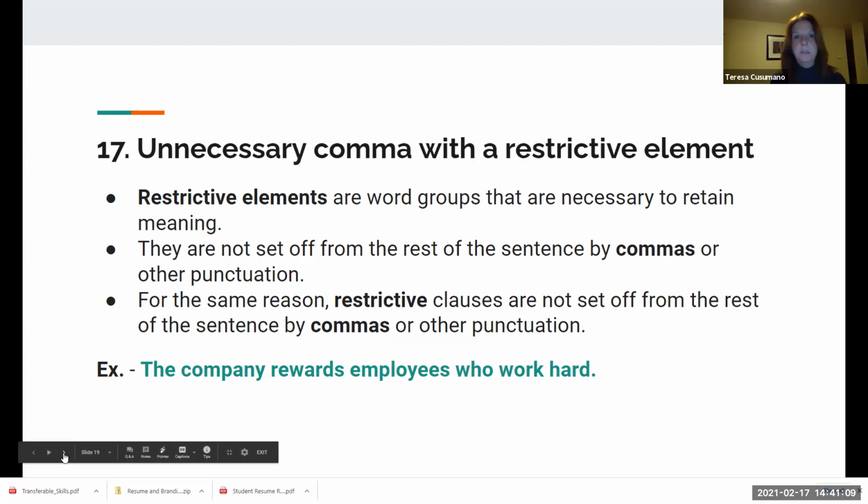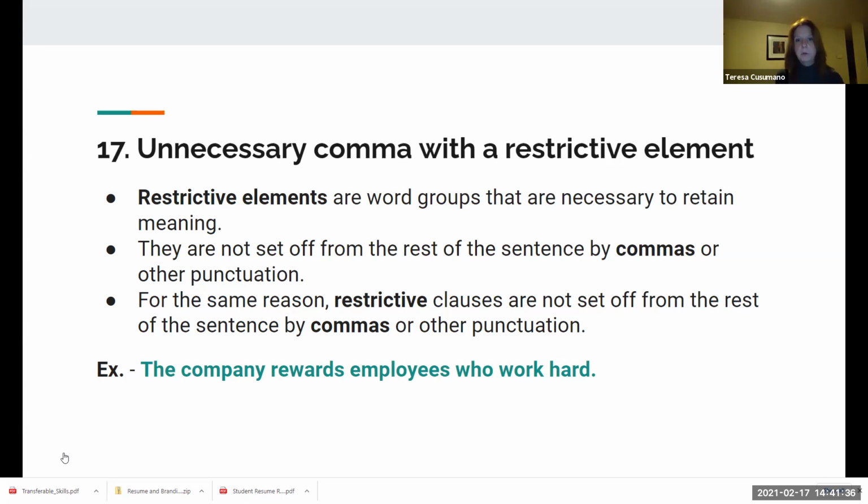Okay, number 17. Before I mentioned a non-restrictive element, so now we're going to talk about commas with a restrictive element. If you have a restrictive element, it means that those words are necessary to understand the full meaning of the sentence. You need that in there. So if it is a restrictive clause and it's necessary to understand what you're trying to say, so that the reader understands the full intent of the sentence, you do not use a comma.